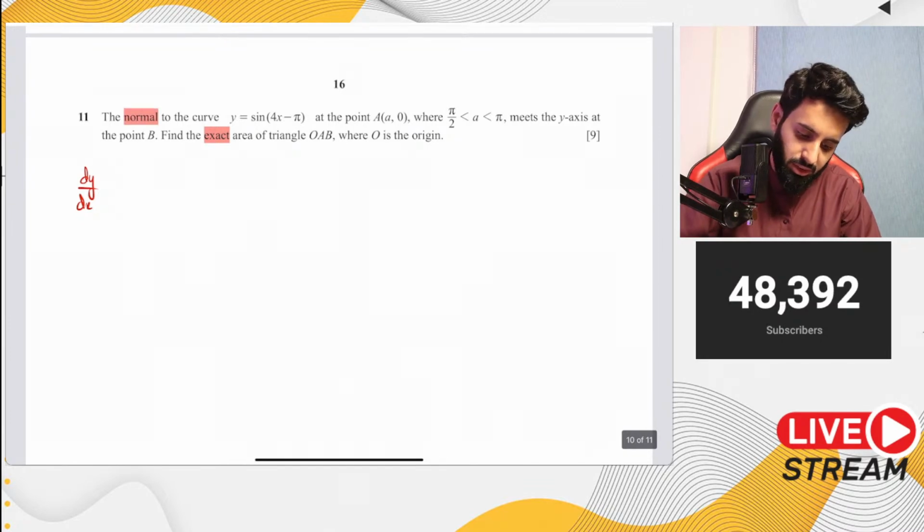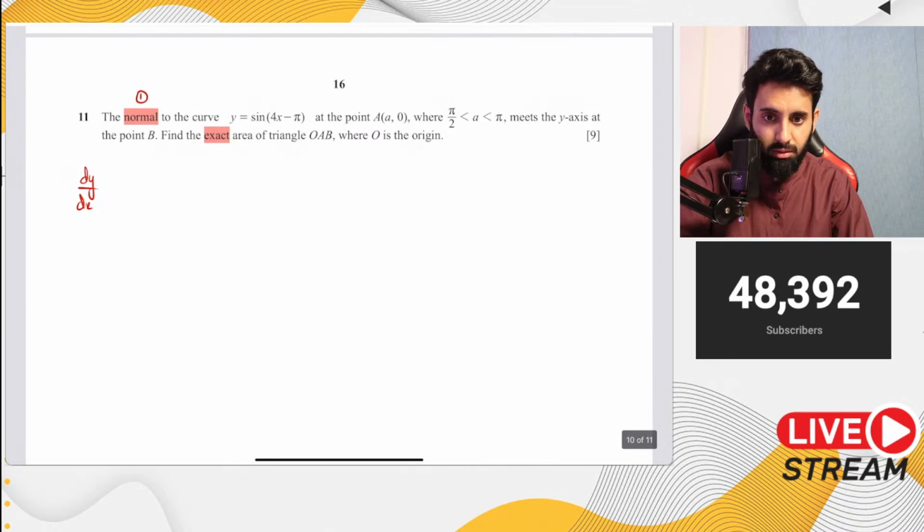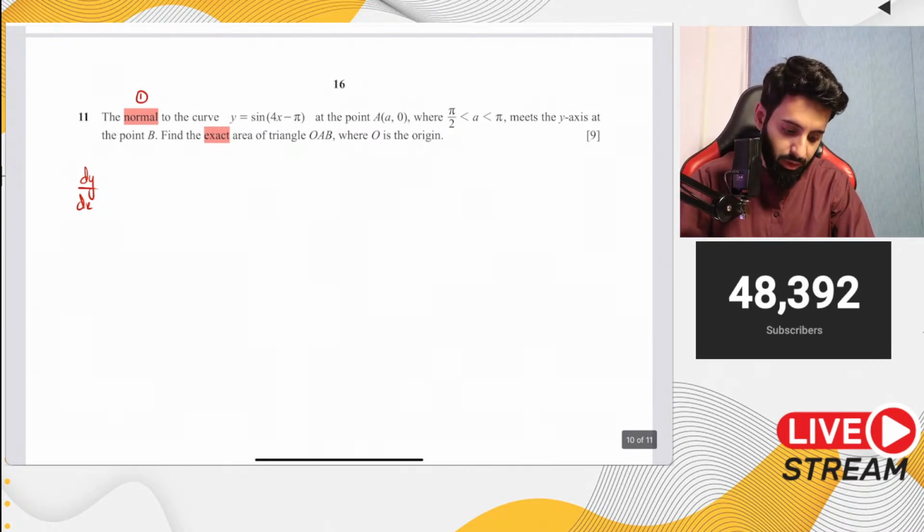So the first objective is to find out the equation of the normal. Okay, so that's what we're going to do. Find out the equation of the normal. So dy by dx is equals to, the differential of sine is cos, so cos 4x minus pi multiplied by the differential of the angle 4x minus pi, which is going to be 4. So that means this is what dy by dx looks like.